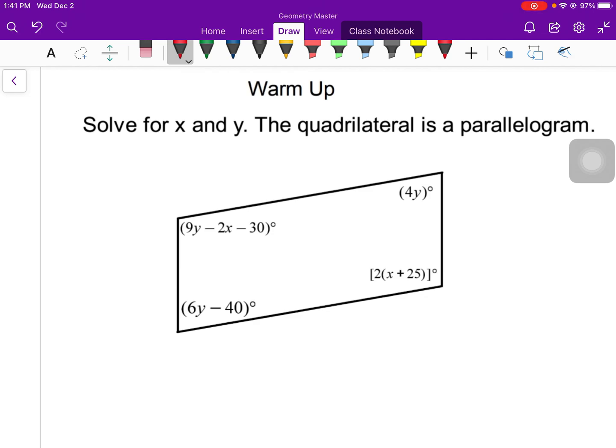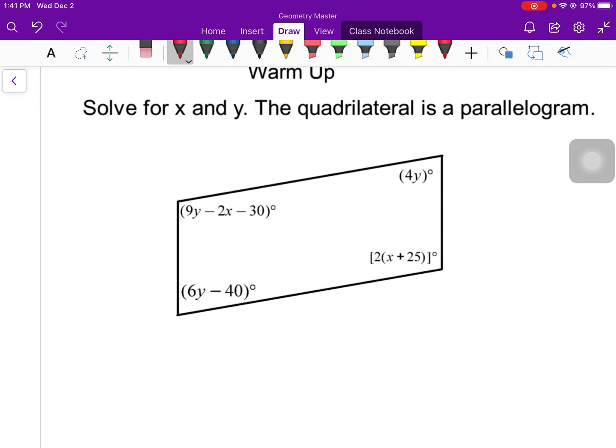Go ahead, pause the video and work out this warm-up. There's a harder way and an easier way to solve this. Hopefully you find the easier way. When you're done, unpause and see how you did.